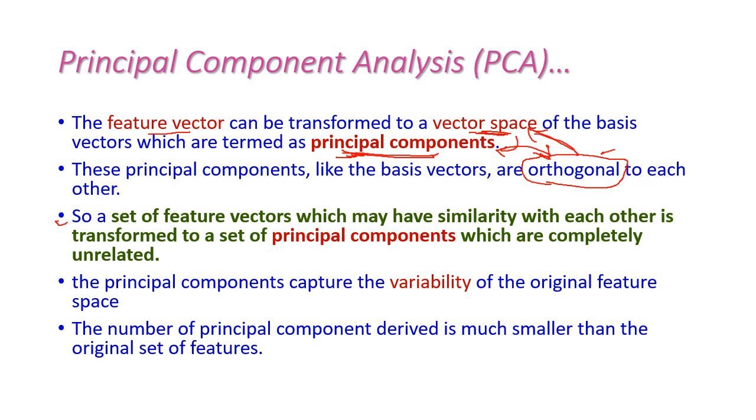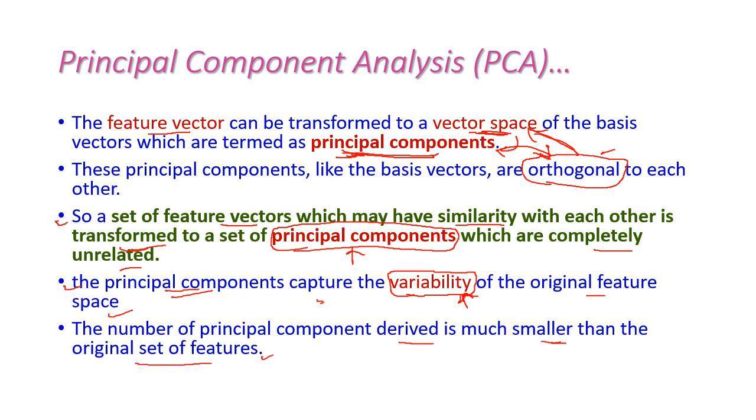Here, the set of feature vectors which may have similarity with each other is transformed to a set of principal components. The principal components are completely unrelated, or the principal components are independent of each other. Here the principal component captures the variability of the orthogonal feature space. So what is the variability there? By using principal components, we can easily capture those things, and the number of principal components derived is much smaller than the original feature set.